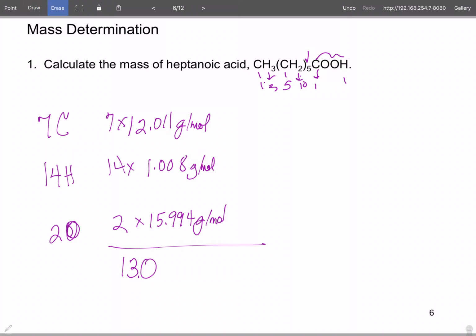Whoops. Let me erase that stray mark. So let's just erase the whole thing.